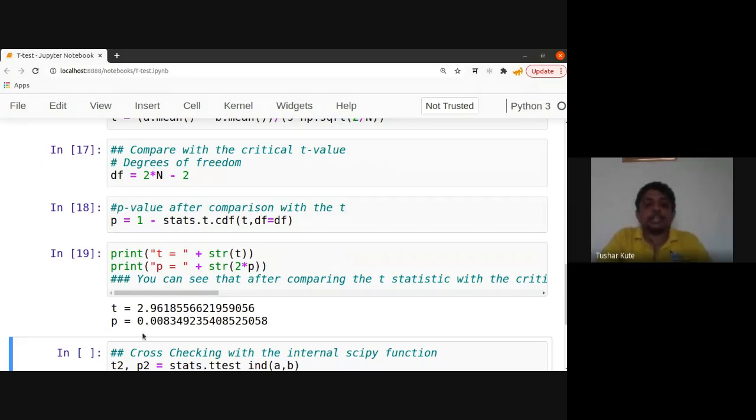Now t is equal to 2.96 and the probability value is 0.008, which means it is 0.8% only. It's possible that it will fail. Probability is there. Fine. So these are the 6 steps which we have seen.